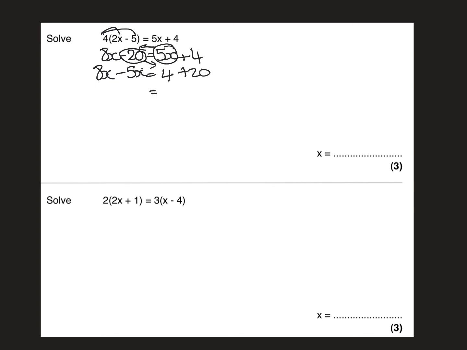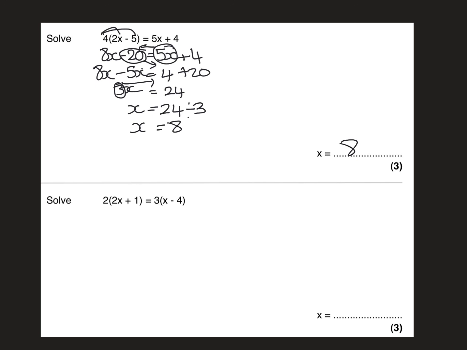And now I'm going to work those two sides out. So 8x take away 5x is 3x. 20 plus 4 is 24. And now we are going to move 3 over the other side and change it from a multiply to divide. So we're going to do 24 divided by 3. So x is equal to 8. And write that in an answer line, x equals 8.